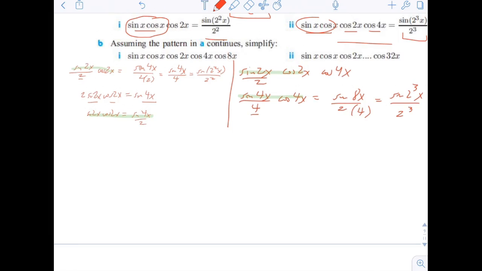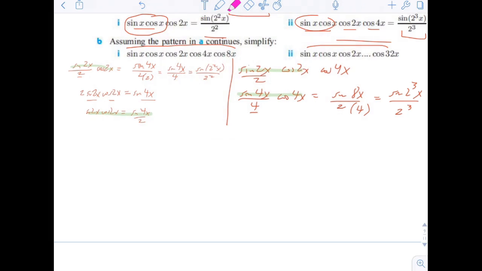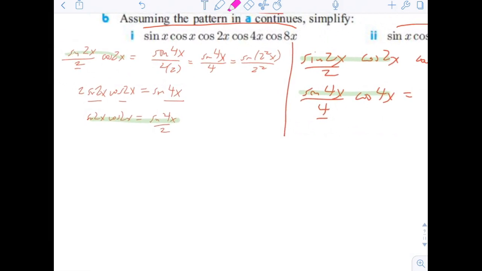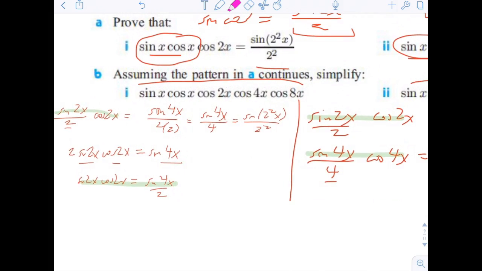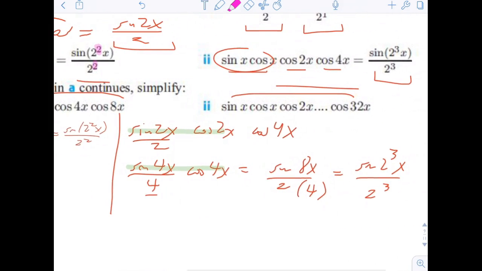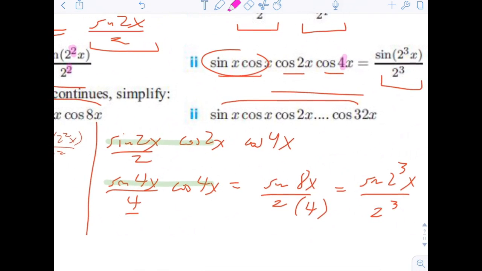Okay. B, assuming the pattern in A continues, simplify this. Okay, and then simplify this. Okay, so let's try to see the pattern here in the first one. So we have, in the first one we had a 2 here, and then we end up having a 2 there and 2 there, right? Here we have a 4 here, right? And then we have a 3 and a 3 there.